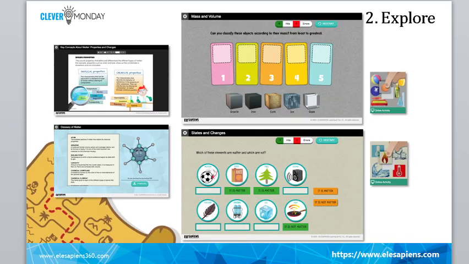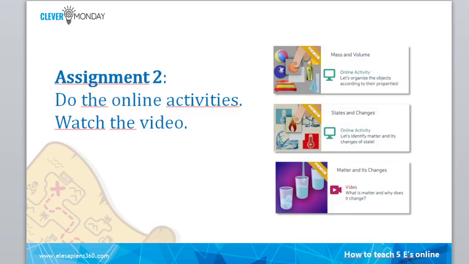And for these, the online activities are not just a single thing. They are activities that can be much more engaging and motivating for the students. For example, in mass and volume, they have to order, as you can see here, some matter depending on the mass. And also, in the second one, states and changes, if it's matter or if it's not matter, before talking about the different reactions that they are going to find, right? If it's physical or chemical, right? And at the end of step number 2, I will give an assignment, which is to do the online activities.